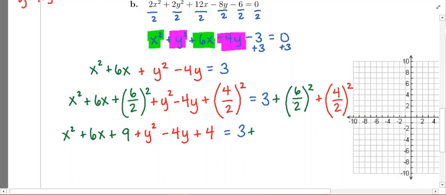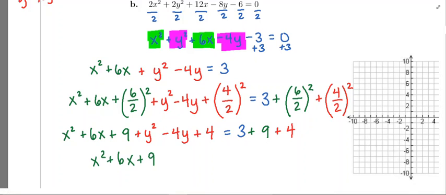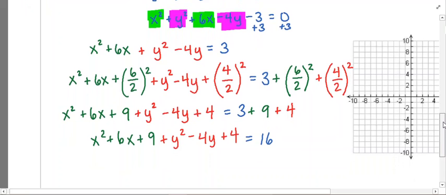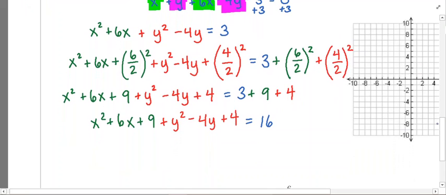So again, 6 divided by 2 is 3, 3 squared is 9. And then we have to add the piece for y when we completed the square in y. So that's going to be 4 divided by 2 is 2, 2 squared is 4. So let's go ahead and simplify the number that is on the right. I'm just going to rewrite this. Here's our x part, and then we have our y part. And then on the right side of the equal sign, we're going to simplify the number. 3 plus 9 is 12 plus 4 is 16. All right. So now we can start factoring.